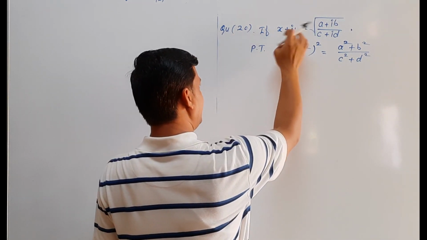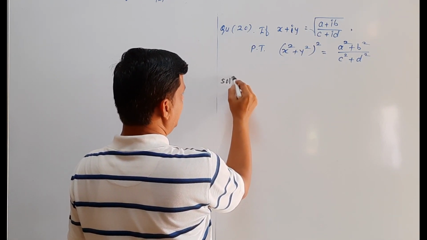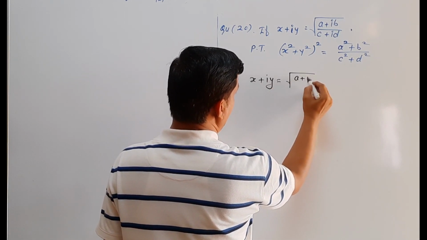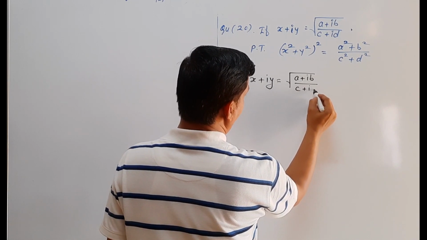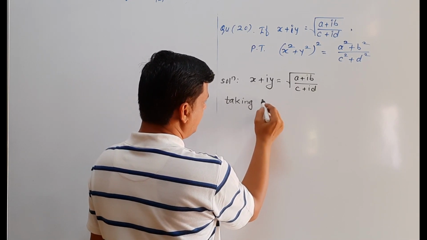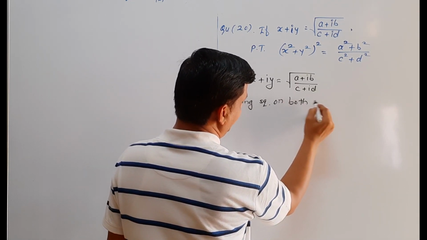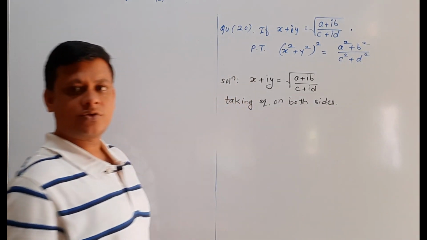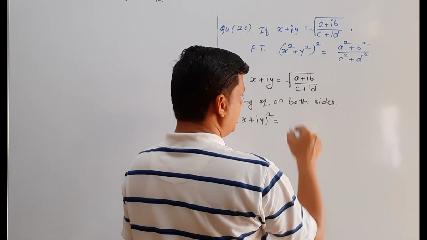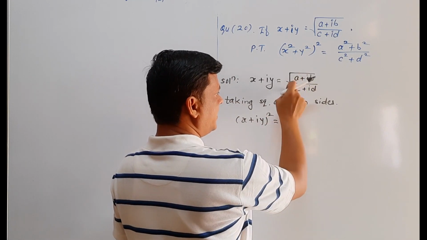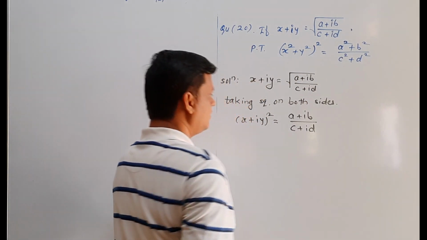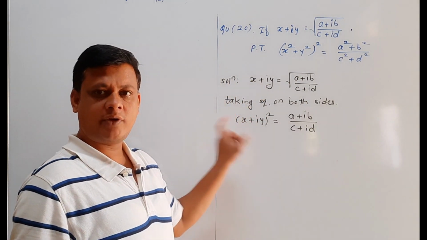So we first write in the given part x + iy = square root of (a + ib)/(c + id). Taking square on both sides, so we write here taking square on both sides. So we take square here. So write square of x + iy on the left hand side. On the right hand side, square and square root get cancelled. So we write (a + ib)/(c + id).